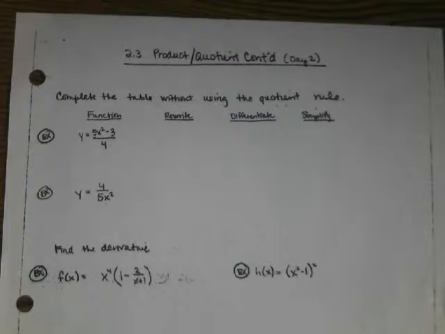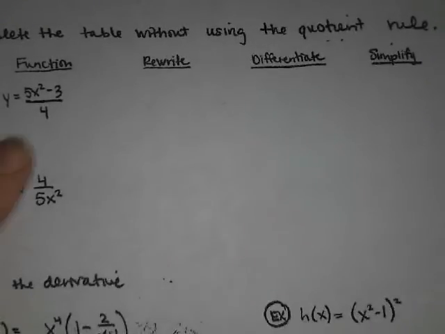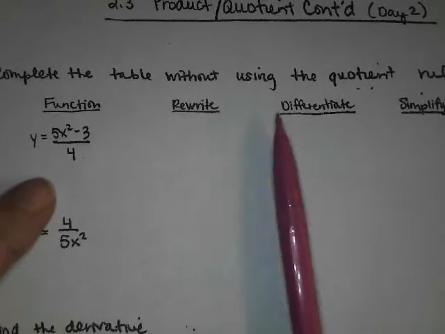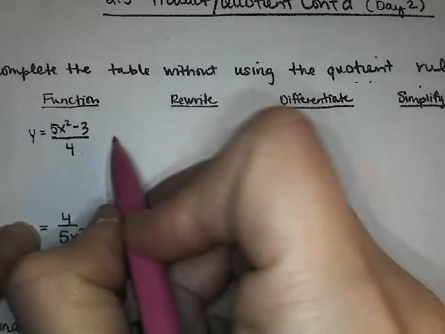Today is nothing more than just a closer look at product rule, quotient rule, and options that you now have moving forward. Because you have the power rule, and now you have these product and quotient rules, and oftentimes problems can be done either way. Okay? So if we look at this first example, the instructions say to do it without using the quotient rule. So kind of the way we would do it on day 1, which is to first rewrite it.